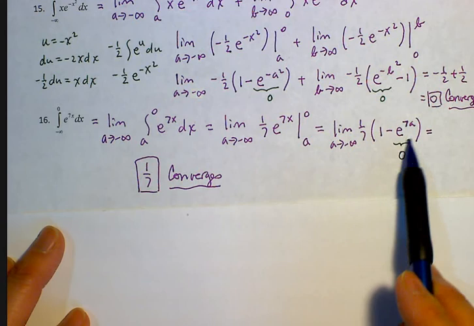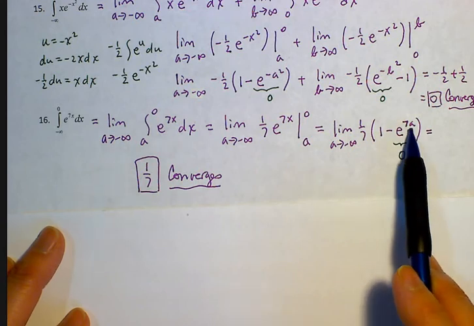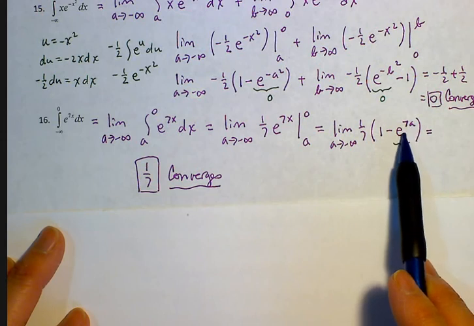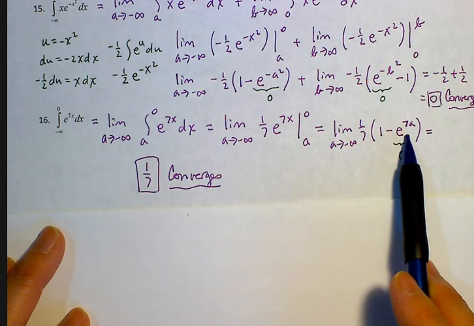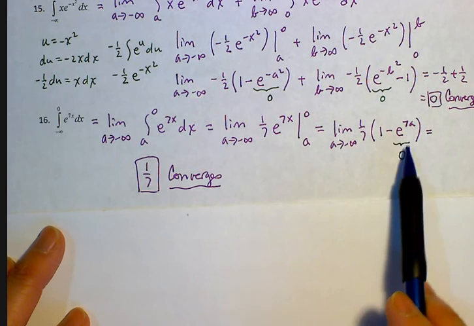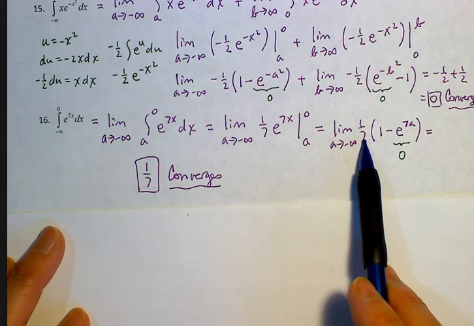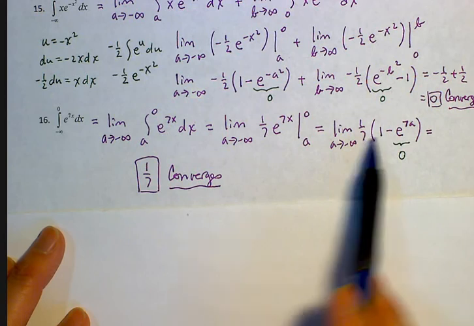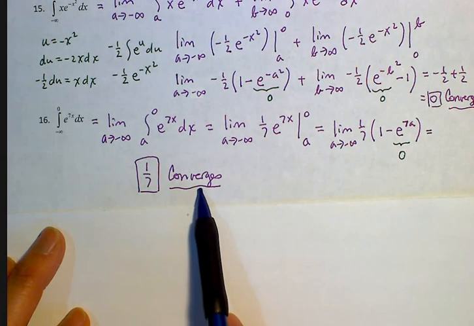So this part here is just going to go to 0. For example, if I put in negative 100, it would be e to the negative 700, which is 1 over e to the 700, very, very close to 0. And so my overall answer is 1/7 times 1, so it's 1/7. And since the limit exists, the integral converges.